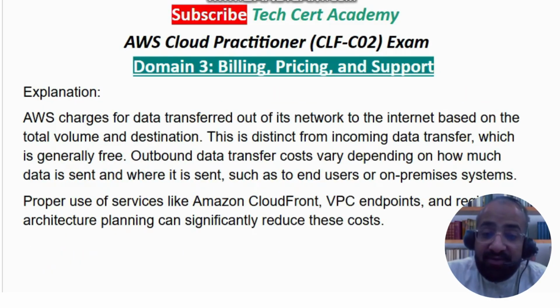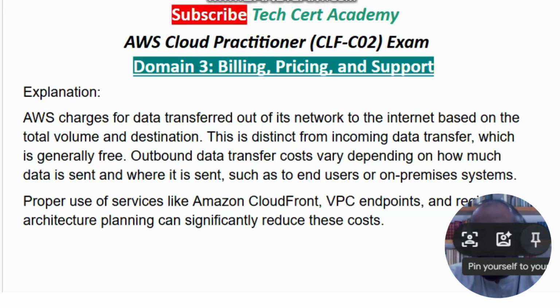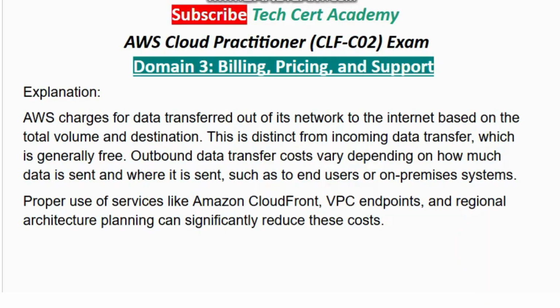Explanation: AWS charges for data transferred out of its network to the Internet based on the total volume and destination. This is distinct from incoming data, which is generally free. Reserved instances, savings plans, or spot instances do not cover outgoing data transfer costs. Interregion transfers are billed separately and can be more expensive than some internet transfers, depending on the destination. Monitoring and managing outbound traffic is critical for cost optimization, especially for applications with heavy content delivery or external API interactions. AWS provides tools like VPC endpoints, CloudFront, and cost allocation tags to minimize and track these expenses effectively.